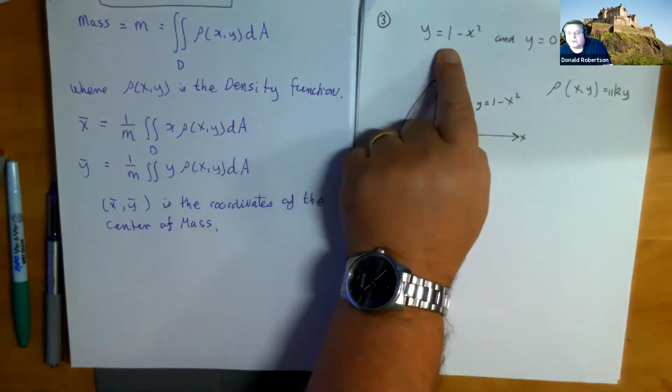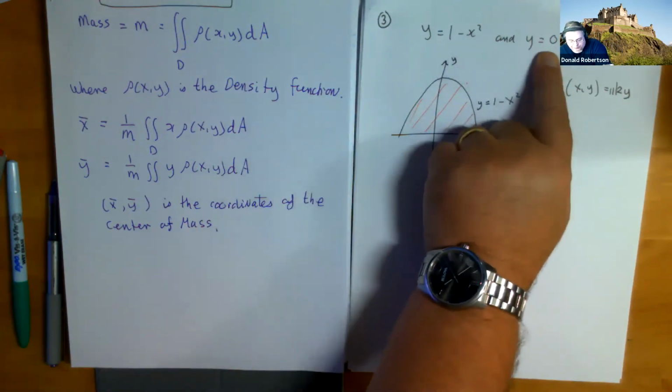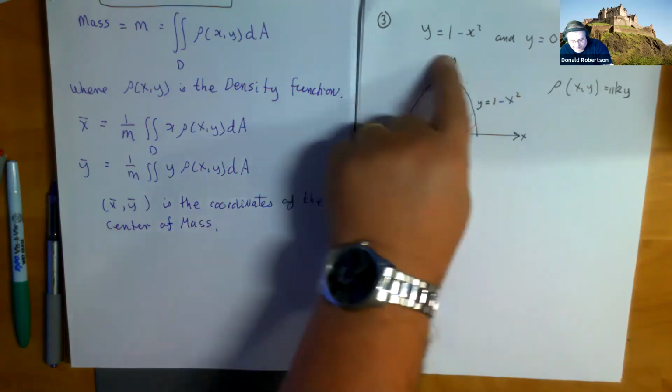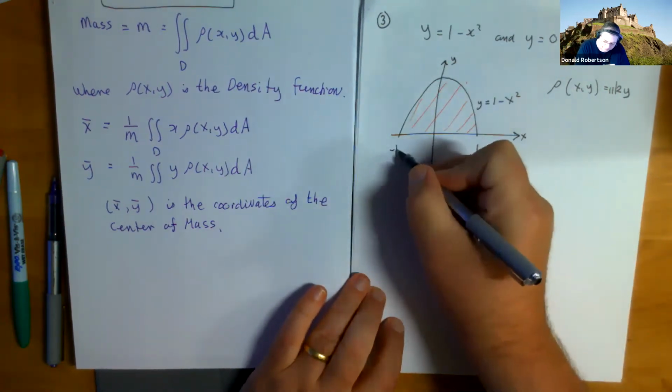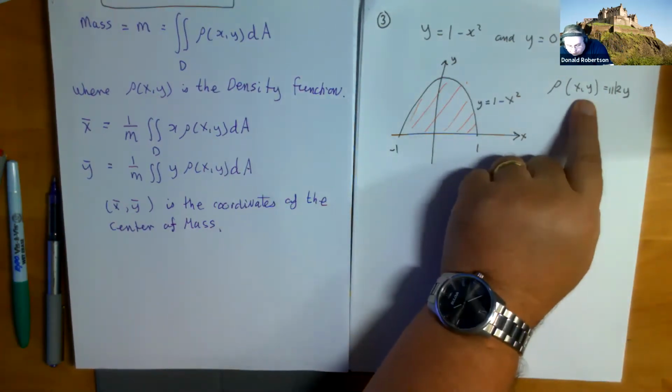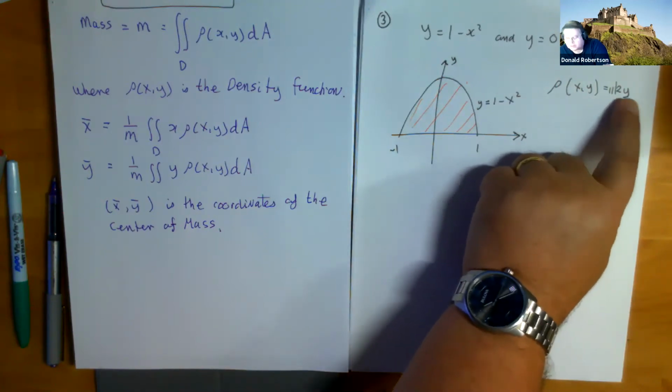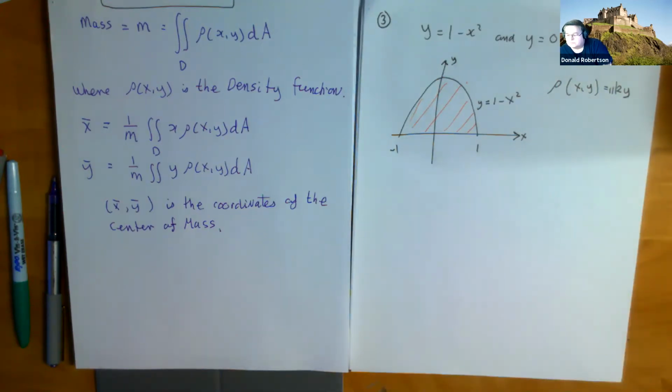In this case, you've got this curve and y equals 0, which ends up generating this fella. And the density function is 11ky. K is just a constant, you know, like 11 times 10y or something.